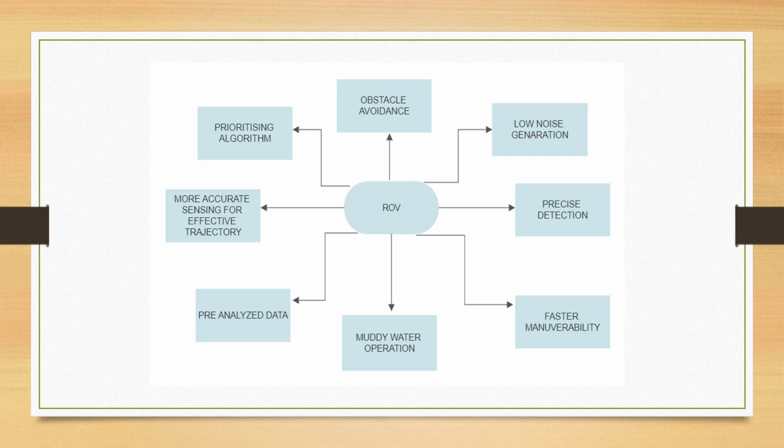And next is muddy water operation. Now this ROV is meant to navigate even through muddy waters. So normally cameras cannot give a very good view of the water if the water is very muddy. So we can use even sonar cameras to detect nearby objects. Even though the water is muddy, we can club the camera footage to the sonar footage to get a clearer picture of the camera and faster maneuverability.